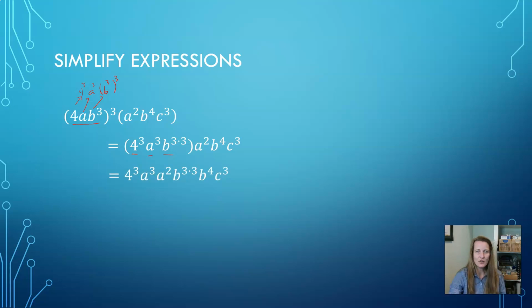Now let's bring it all together. 4 cubed, I have my a cubed. I'm moving my a squared next to my a's. I have my b cubed cubed. I moved my b to the 4th and my c cubed. Now 4 to the 3rd power is 64. I use that product rule to add my exponents for a and b, and there's my final answer, 64 a to the 5th, b to the 13th, c cubed.